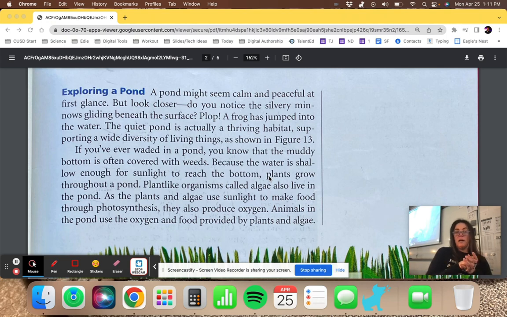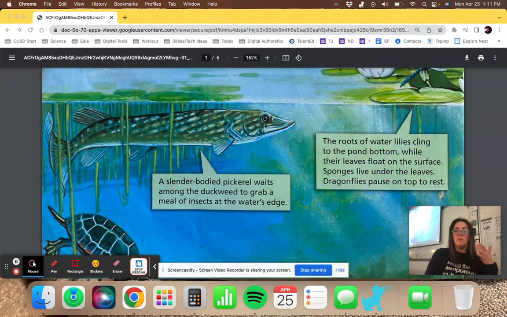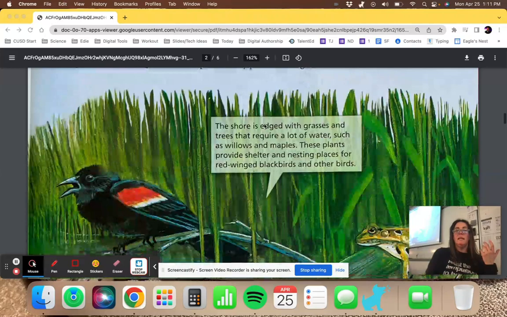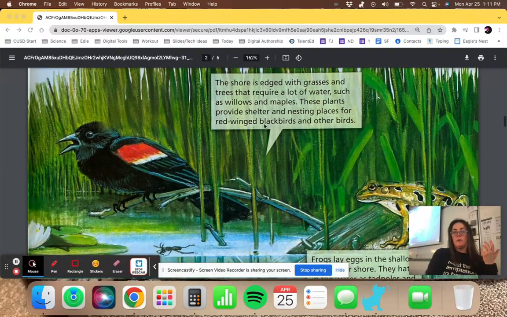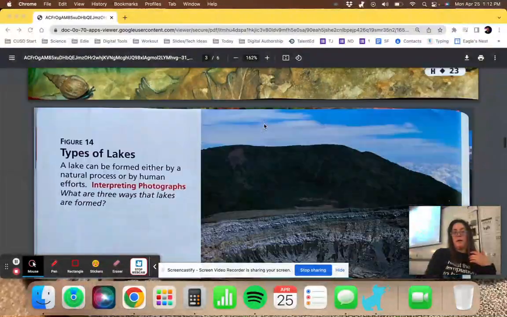The animals in the pond use the oxygen and food provided by the plants and algae. So they have what you would call a symbiotic relationship. So the fish here rely upon the plants in the pond to make the oxygen that it breathes. So it really needs those plants. All right. Down here, we have the shore of the pond that we're exploring. We talked about the animals there, and we have some other organisms in that pond.